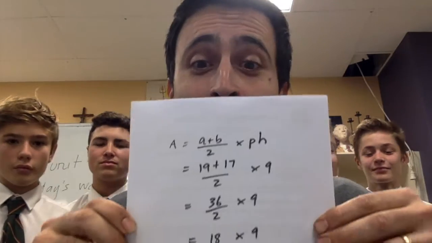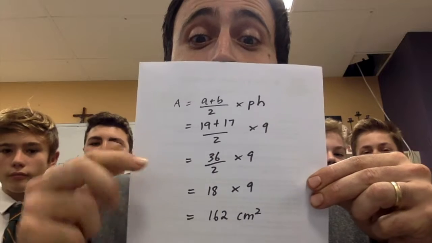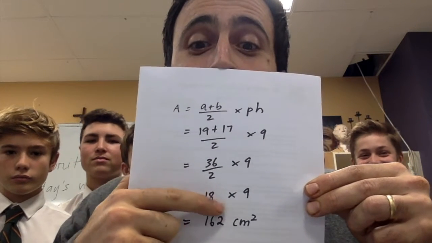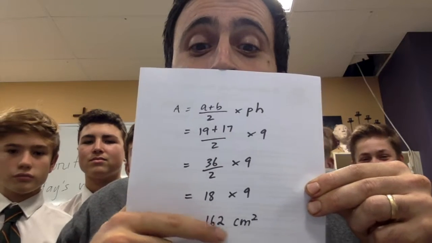Hello everybody. Now guys, I've just done this clunky edit because I've made a big mistake. I did 36 divided by 2 equals 13. Oh, it's a shocker. So what I've done instead is I've worked it out, and here is the answer that we should have. 36 divided by 2 equals 18 times by 9 equals 162 centimeters squared. Sorry.